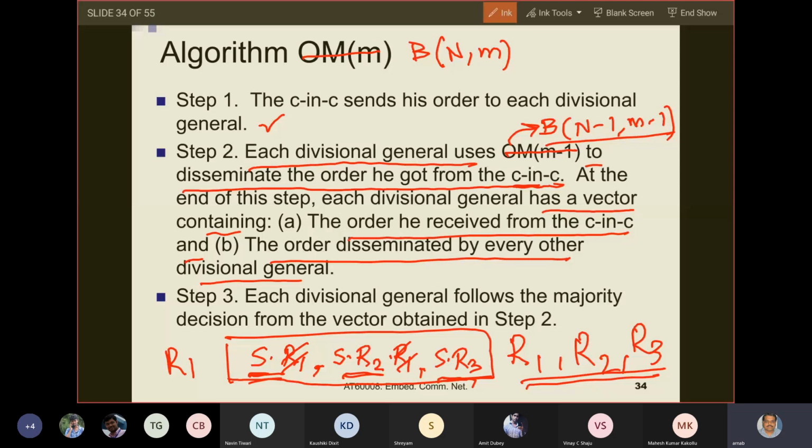In step 3, each divisional general follows the majority decision from the vector obtained in step 2. Before coming to this step, we need to understand that step 2 is a recursive step. It will go on until m equals 0. I'll take an example.